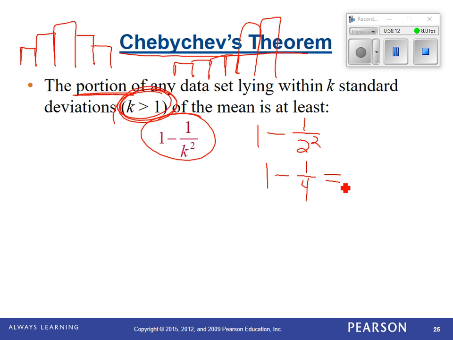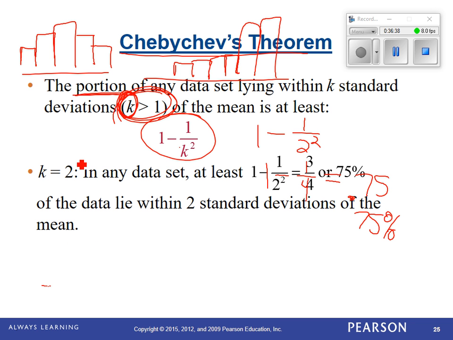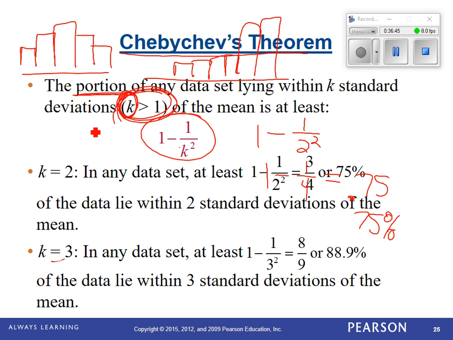That would be 0.75. So we're saying about 75% of all data should fall within 2 standard deviations of the mean, no matter if it looks like this or if it looks like that. This works for all of them. So K stands for the number of standard deviations you are away, and you just plug into that little formula. And that's what I just did there, about 75%.